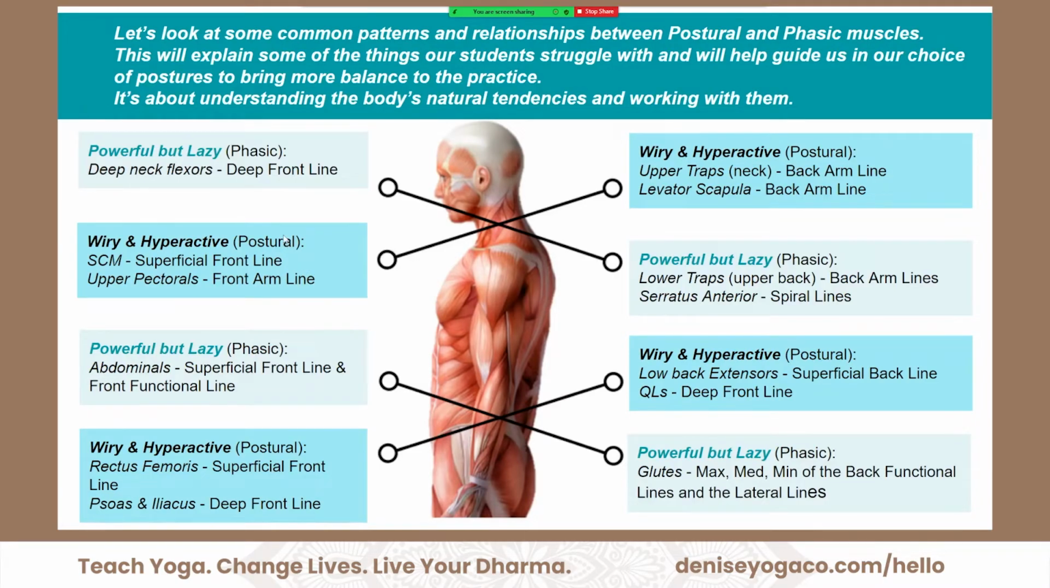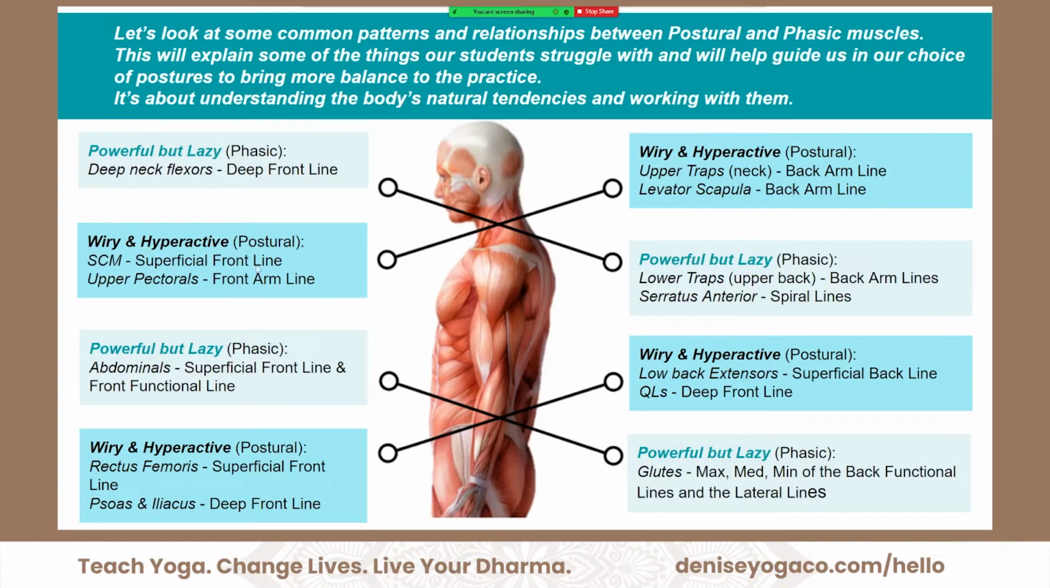And then we're going to move down a little bit. So now it's going to flip. Now you've got some wiry, hyperactive postural muscles, and these are the larger SCM muscles and the upper part of your pectorals. So when you think about people going into head forward posture, these are the muscles that kind of want to pull you into that position.